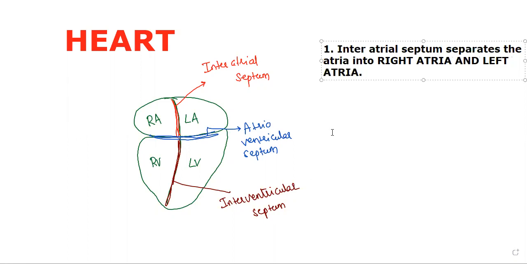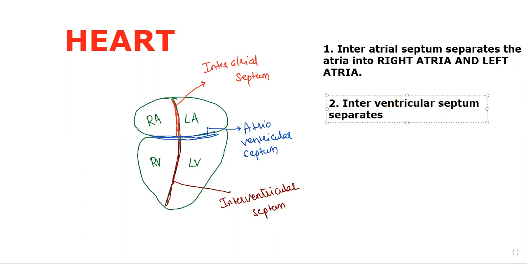Number two, interventricular septum. The interventricular septum separates the ventricles into right ventricle and left ventricle.